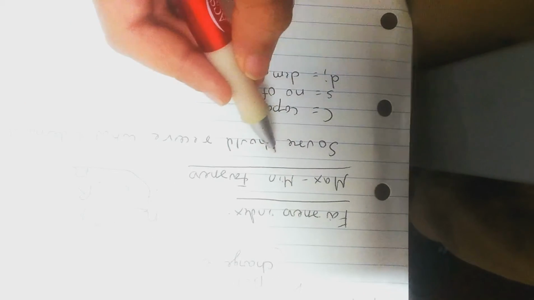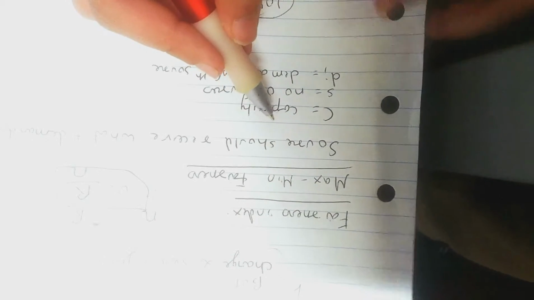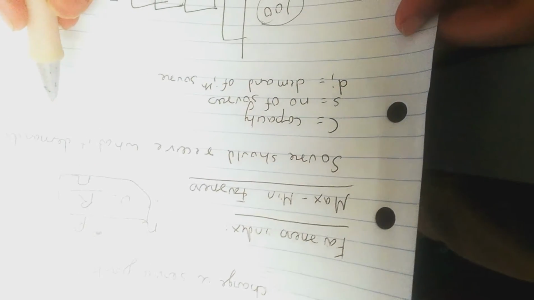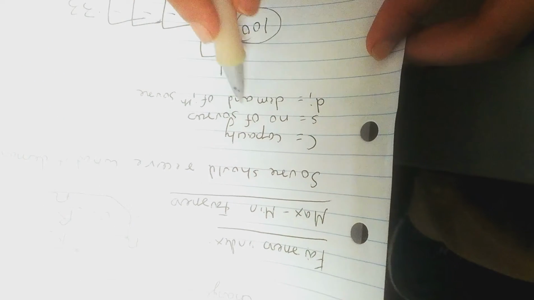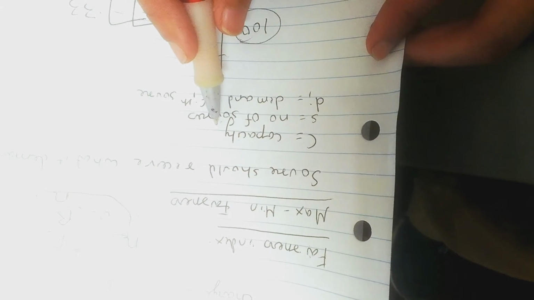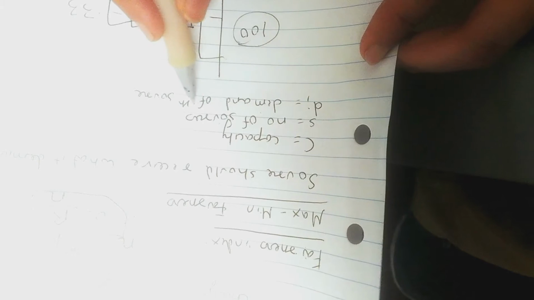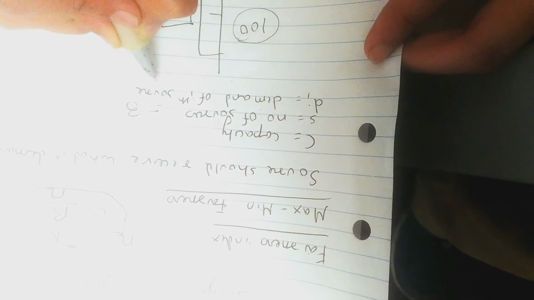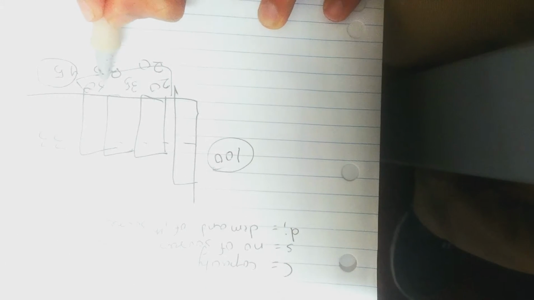But max-min fairness gives a different concept. It shows that a source should receive what it demands and shouldn't receive more than what it is demanding. Here I'll show you with an example. C is the capacity, S is the number of sources, here let's take 3, and Di is the demand of the ith source. Here we have 3 sources whose requirements are 20, 35 and 80.